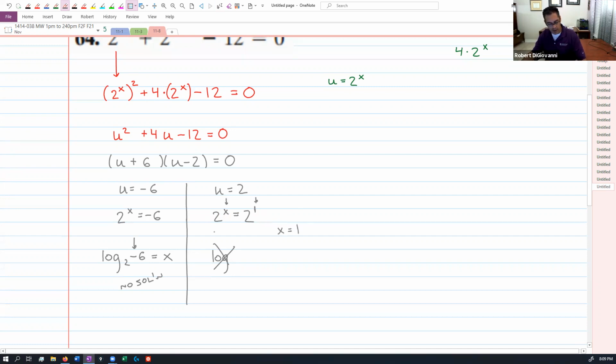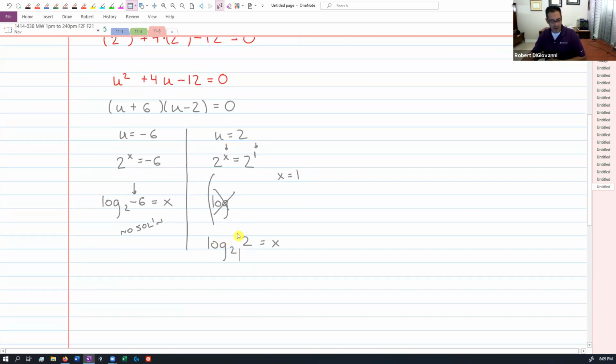Now you could do it. Okay, if you did want to do this, you could do log base 2, make this side x and make this side 2, and then do that on your calculator. That would be natural log 2 over natural log 2. And of course, that's 1. So you get the same answer. All right.